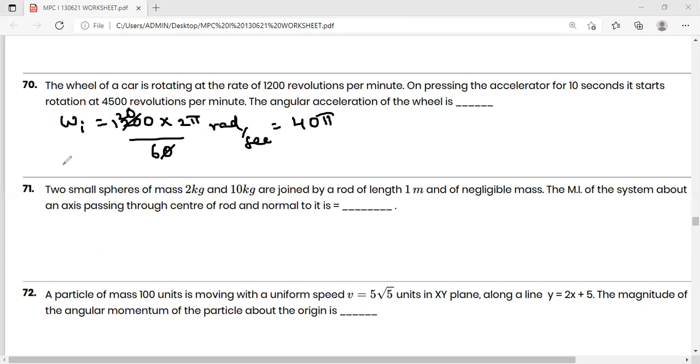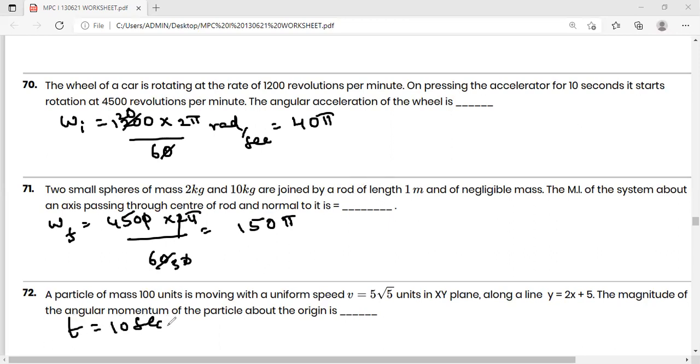And after pressing the accelerator, here the final angular velocity was also given. Final angular velocity is 4,500 revolutions per minute, that means into 2 pi by 60. So how much will it be? 4500 by 30 is 150. So finally 150 pi. Now what is the time given here? Within 10 seconds it happened.